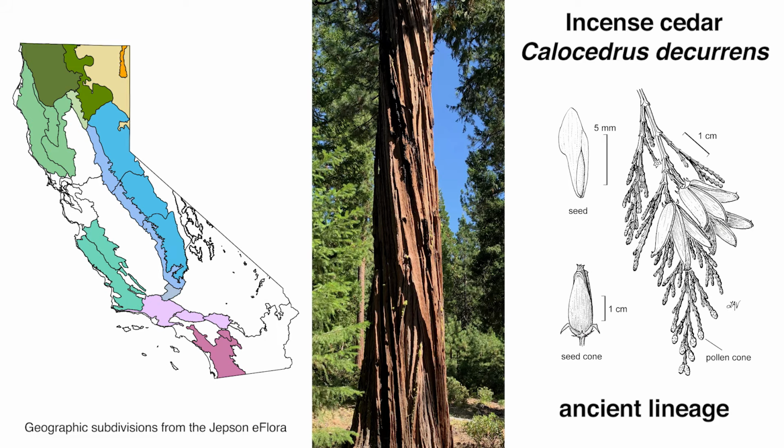The closest relatives of incense cedar, that is, all other species of Calocedrus, are found in eastern Asia, and incense cedar is nearly endemic to the California floristic province, where it represents an ancient lineage in our flora.